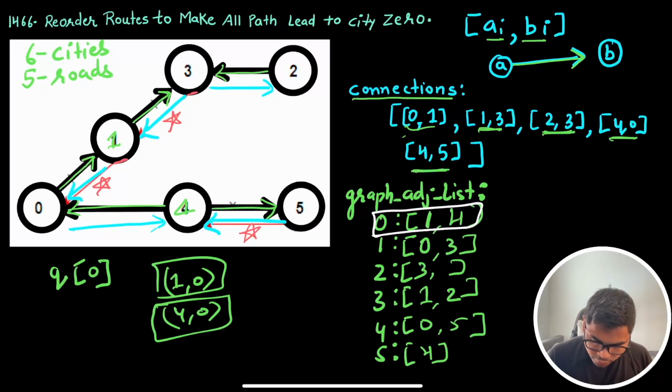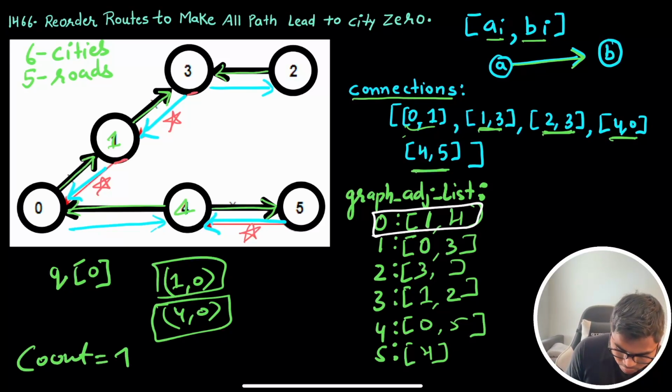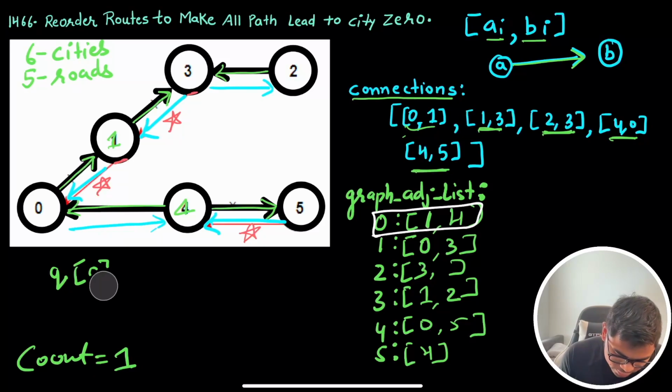So 4 to 0 is present, but 1 to 0 is not present. Although there is 0 to 1, but 1 to 0 is not present. That is why my count will be 1 now. Okay, so I'm done visiting these. Then I will append these two neighbors to my queue, so that I can visit the other cities. Then I'll start exploring the neighbors.